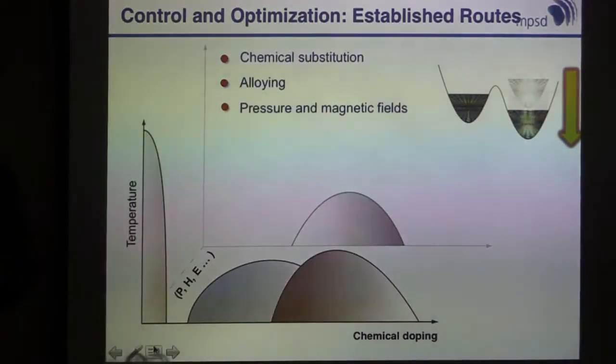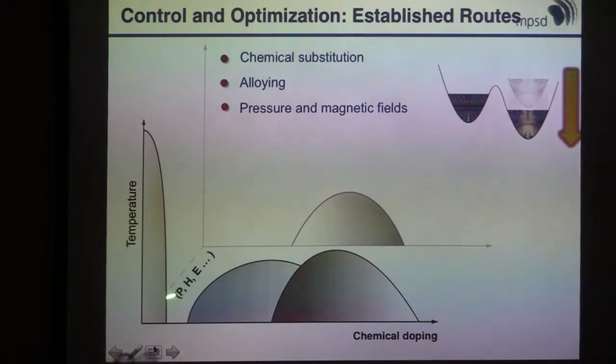What we try to do is to optimize one particular property or to control one particular property statically. What I can do is, for example, this is again my phase diagram, and this is the chemical doping. I change the stoichiometry of the solid. Or I can apply static pressure that squashes the material and changes the lattice constant and changes the tunneling amplitude, or it changes some bond angle.